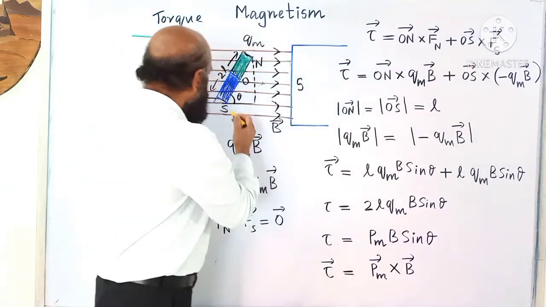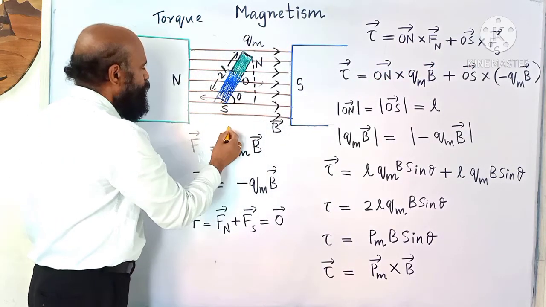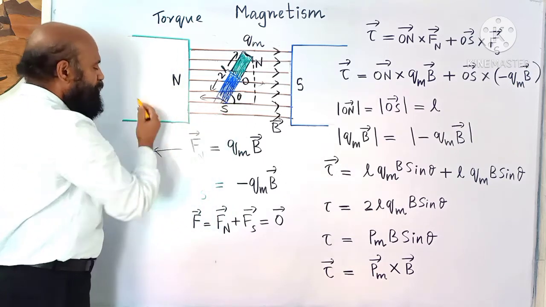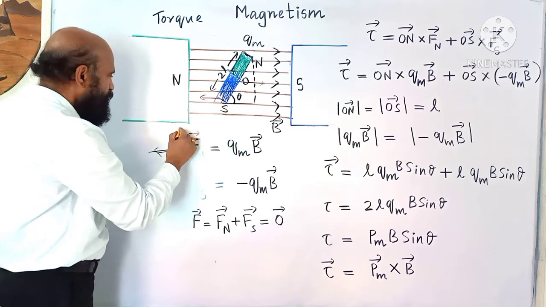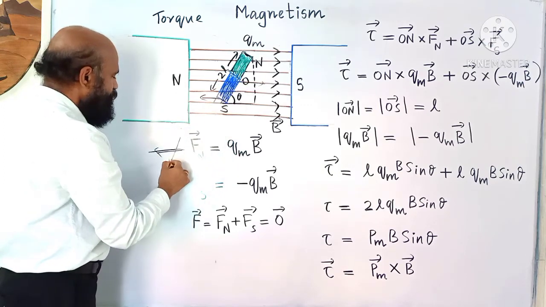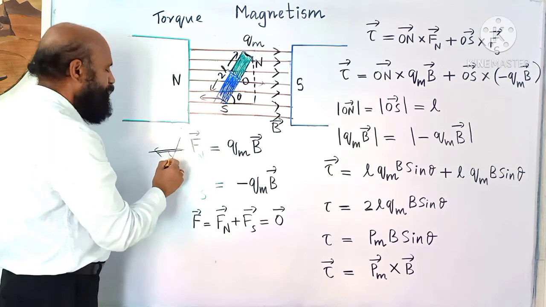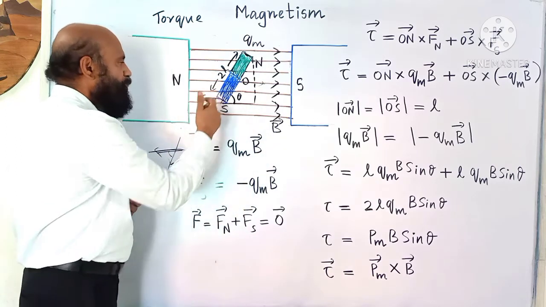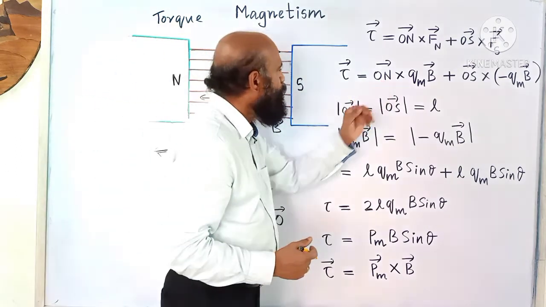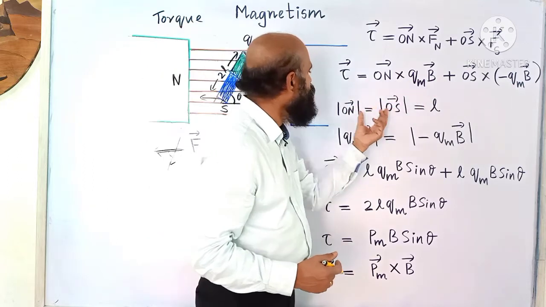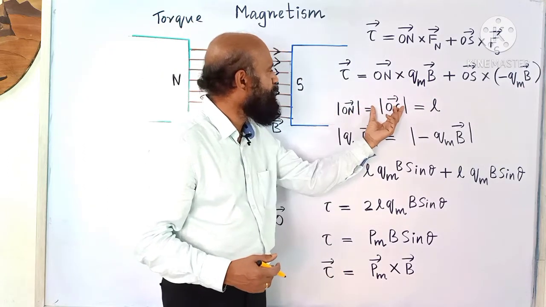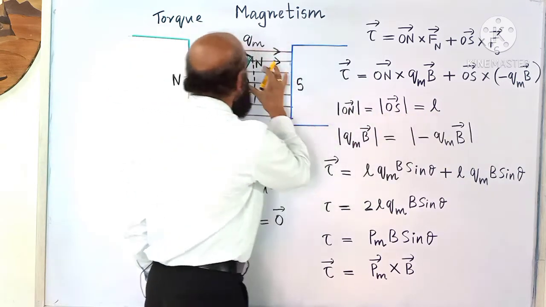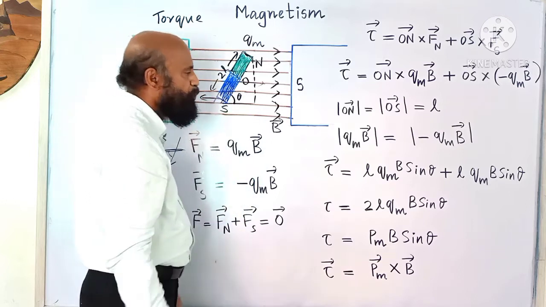Similarly here OS cross Fn. F is this side, OS is this side. So OS cross Fn is also directed into the board. Now the magnitude of ON vector will be the same as the magnitude of OS. ON and OS are L. The length of the magnet is 2L.